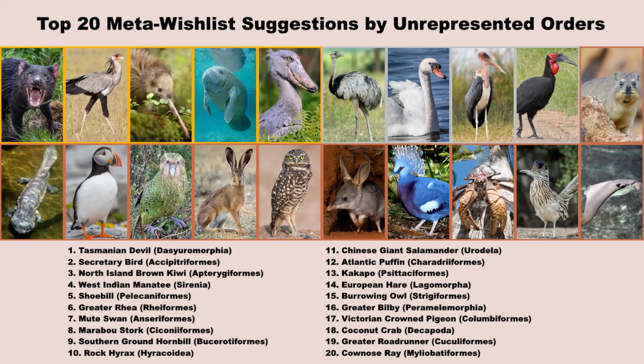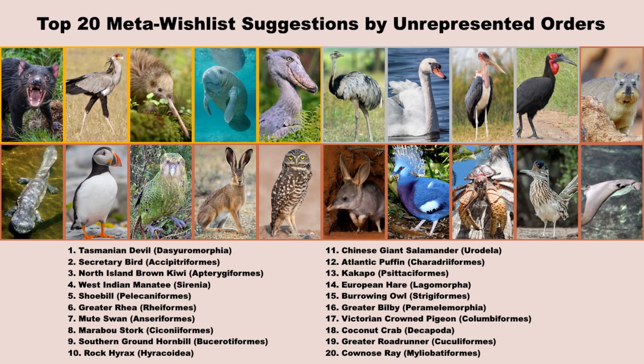This first one is the top 20 Meta Wishlist suggestions by unrepresented orders. So these are things whose order is not represented at all. With this, I haven't filtered out anything that I have deemed unviable, so there are a few random things in here. We've got the Tasmanian Devil in the number 1 spot, Secretary Bird number 2, and North Island Brown Kiwi. I think all of them are great choices.